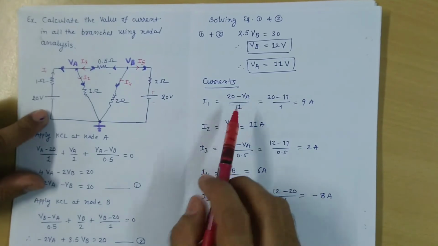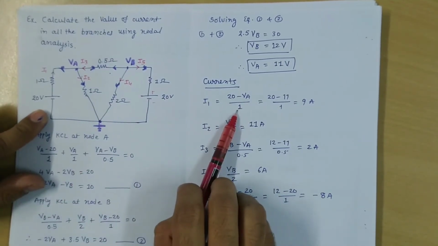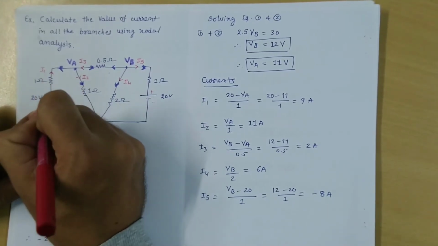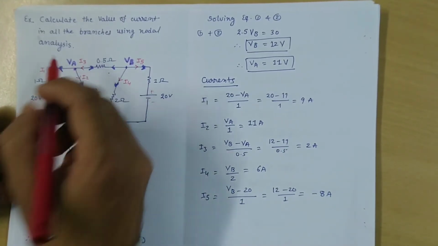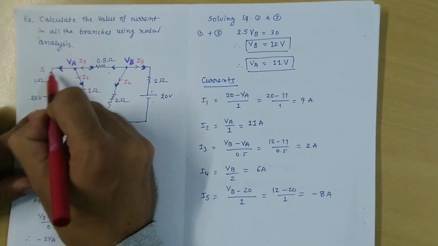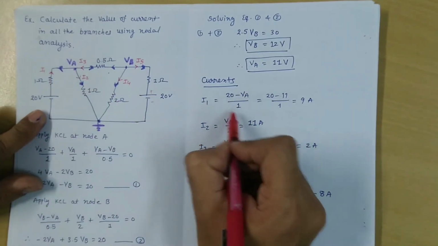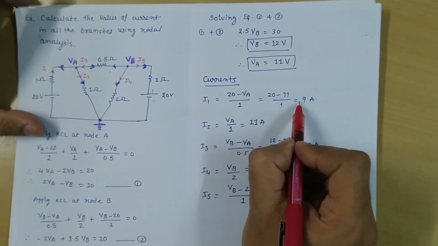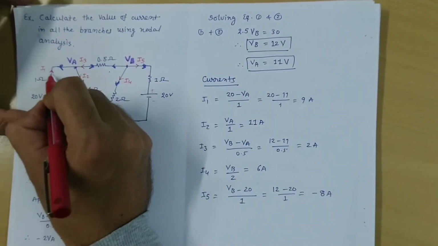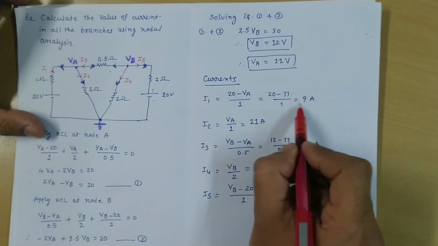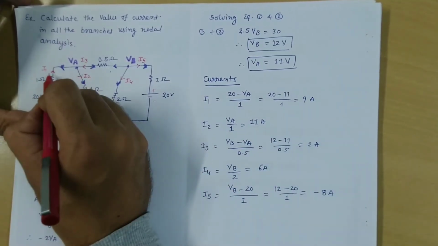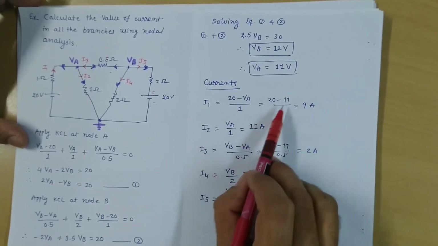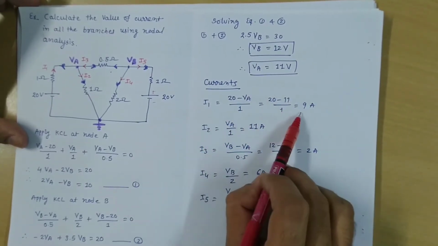So I1 is equal to 20 minus VA upon 1. Why 20 minus VA? Because we are assuming the direction of I1 from 20 to VA. We are assuming this direction of the current, that's why we are putting this equation. If we get the value with sign minus, then the direction would be opposite. Here we are getting positive answer, that's why the assumed direction is correct. So putting the value of VA, that is 11, we get the value of I1 as 9 ampere.